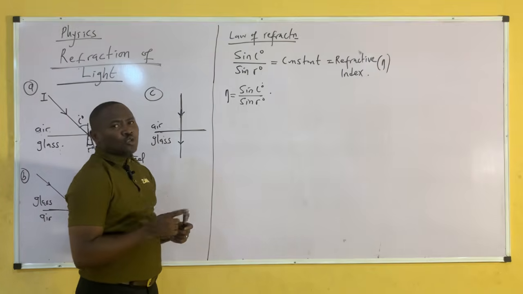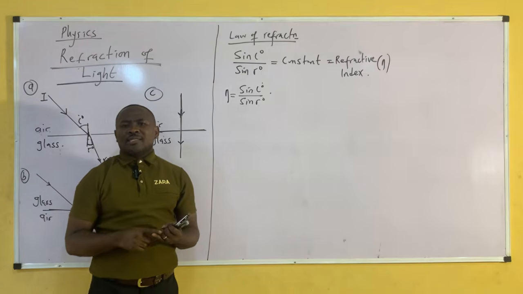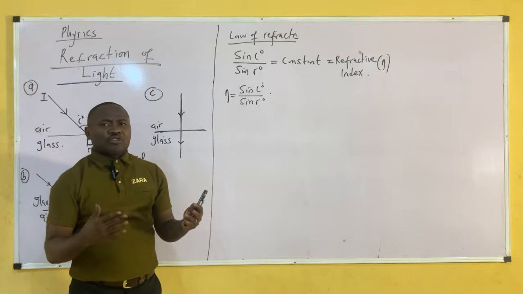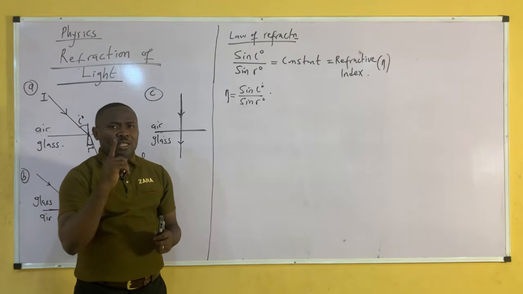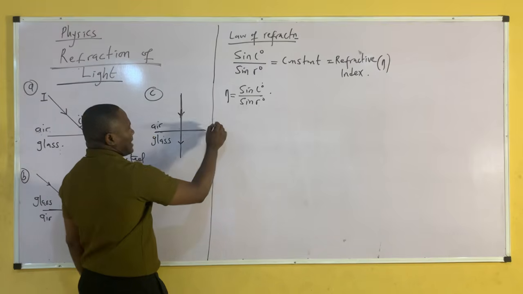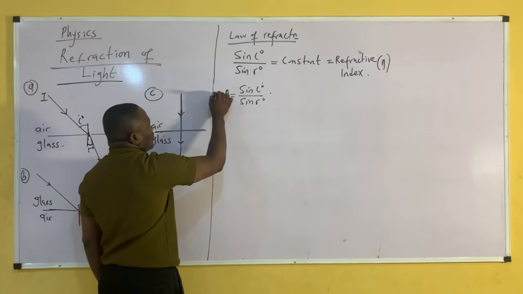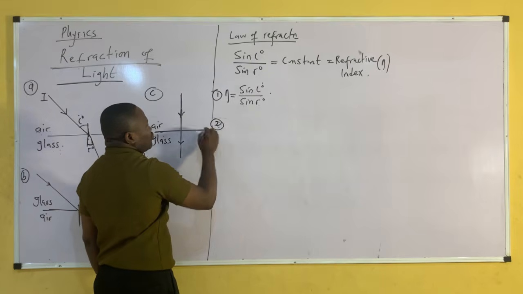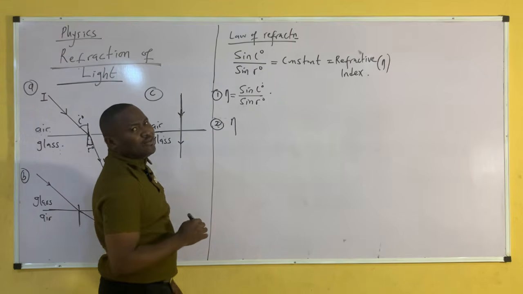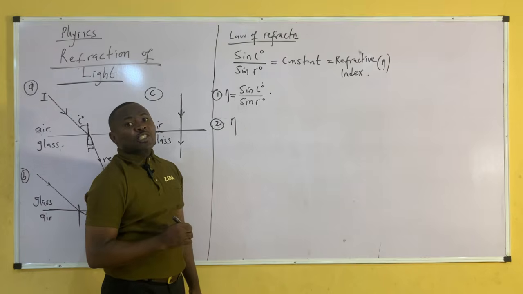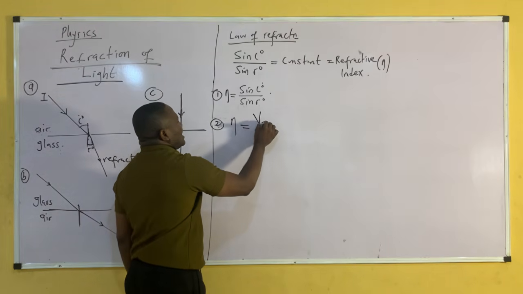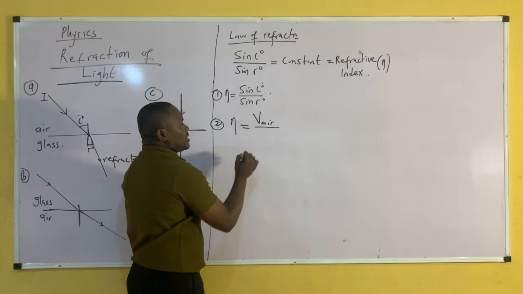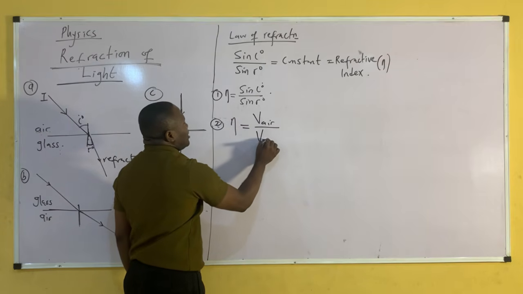Now, remember I told you that there are certain things that change when light travels from one medium to another. One of the things that changes is speed. This is formula number one. I can do number two, how to calculate refractive index in terms of speed. Refractive index is speed in air over speed in the medium.